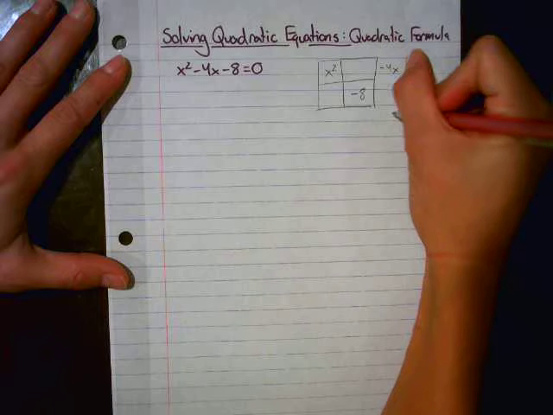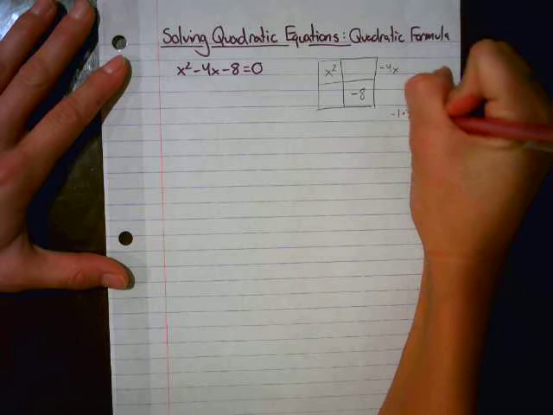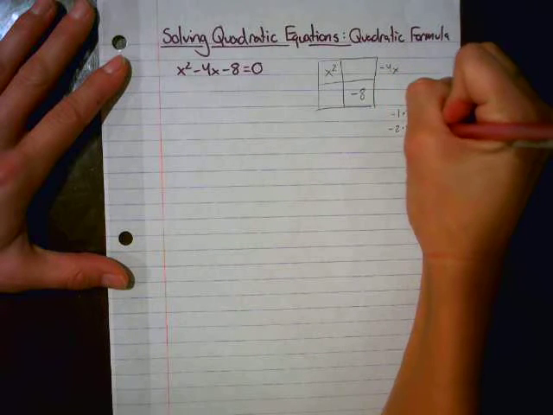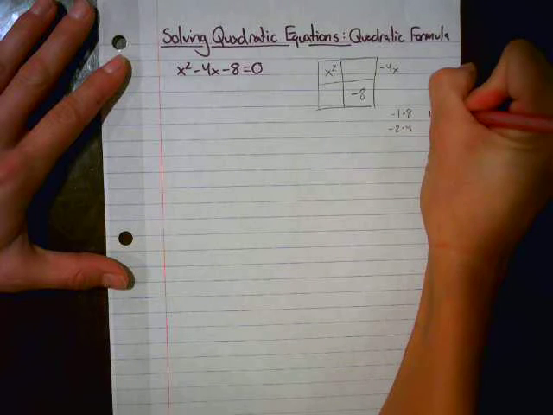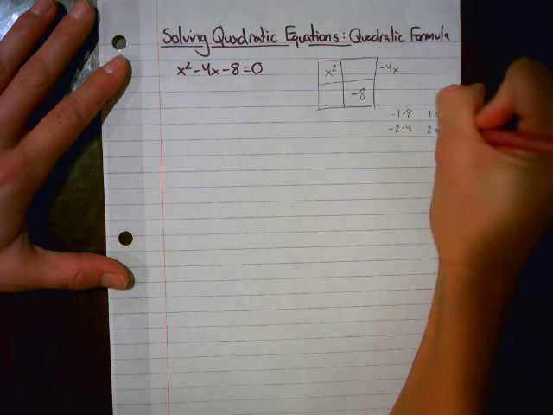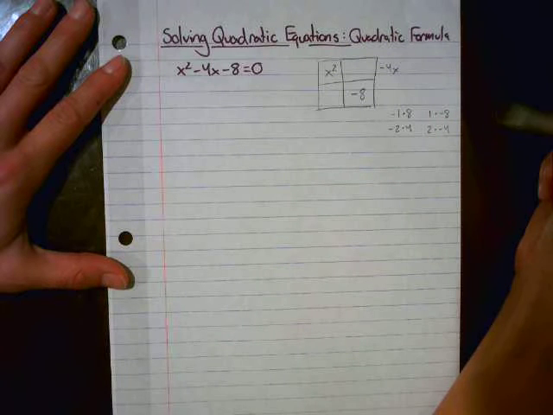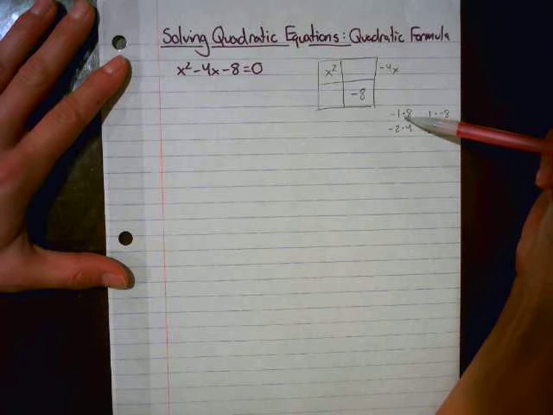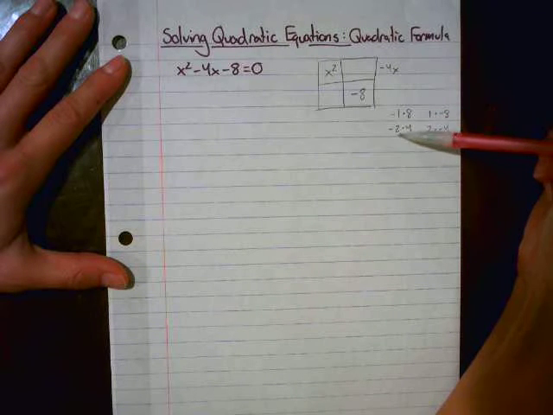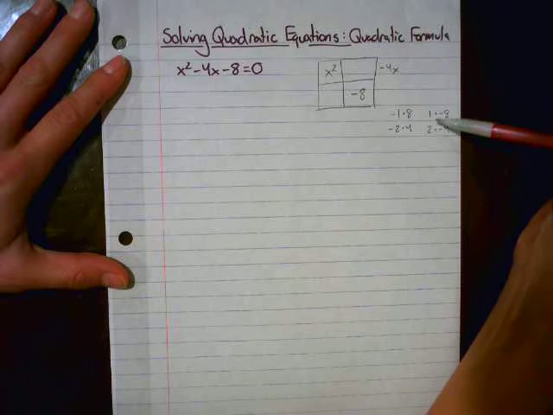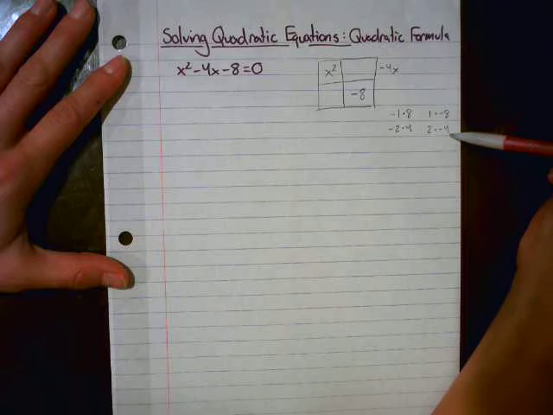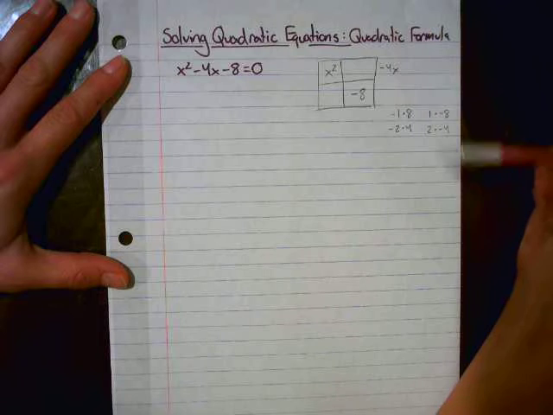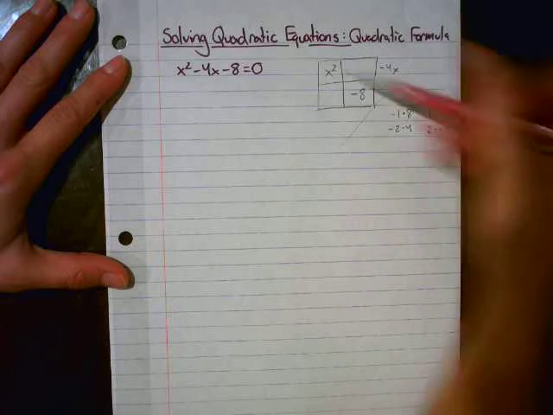So let's list out some factor pairs. I could do negative 1 times 8, negative 2 times 4, positive 1 times negative 8, or positive 2 times negative 4. Okay, let's see if we can find any of these that would give us a sum of negative 4. Negative 1 plus 8 would be positive 7. Negative 2 plus 4 would be positive 2. 1 plus negative 8 would be negative 7. 2 plus negative 4 would be negative 2. So none of these factor pairs are going to give us negative 4. So we run into an issue factoring.